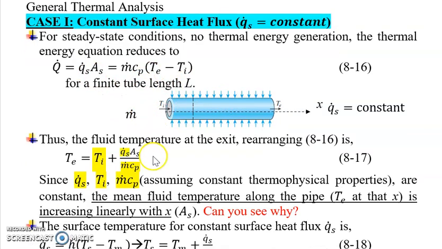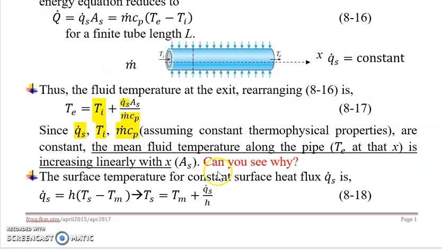If we rearrange H16, the fluid temperature at the exit may be determined. Because we know the heat flux, we generally want to know the exit temperature and the surface temperature. So the exit temperature may be obtained by rearranging H16 and you get H17. Here, knowing that the heat flux is constant, the inlet temperature is known. Generally for a steady state, steady flow system, mass flow rate is constant, and so is specific heat at constant pressure.